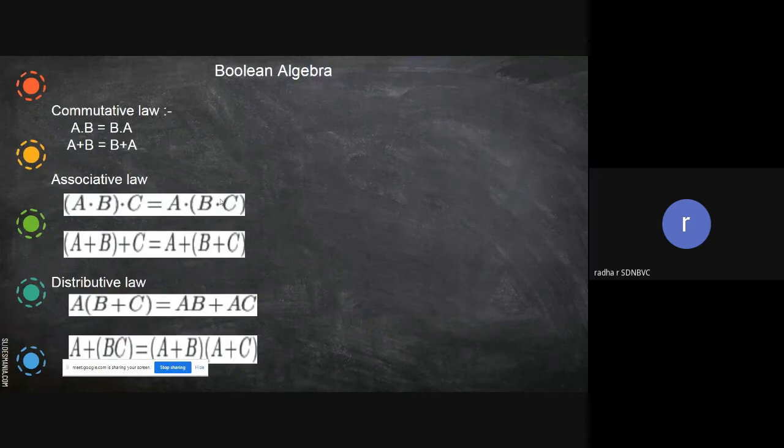Then this is the associative law: A dot B within bracket, dot C. Here A will be outside, then B and C will be inside. So A plus B plus C equals A plus B plus C. Then the distributive law: here A is outside, within bracket B plus C. So A is multiplied with this sum. Now you can write it as A dot B plus A dot C, and here A plus BC. So this symbol is outside. Here the multiplication symbol is there, so this can be written as A plus B within bracket, multiplied by A plus C within bracket.